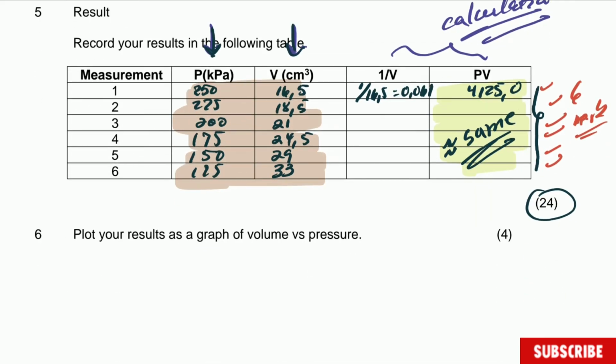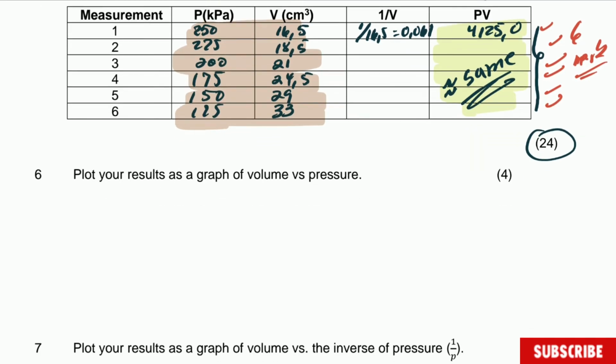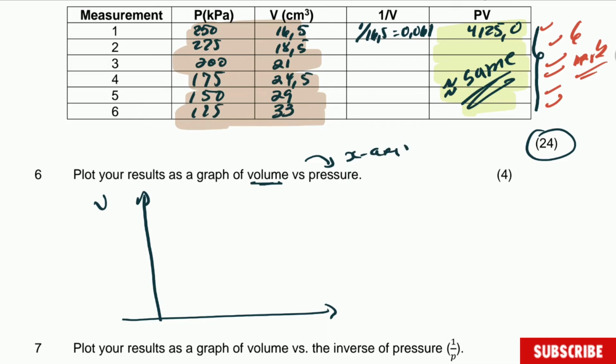Okay, now from here you have to plot a graph of volume versus pressure. Now remember, generally the independent variable is on the x-axis. They are telling you volume versus pressure, so the second one is always on the x-axis. So here is going to be pressure, and the pressure was in kilopascal. Do not forget the unit. Volume was in centimeter cubed.